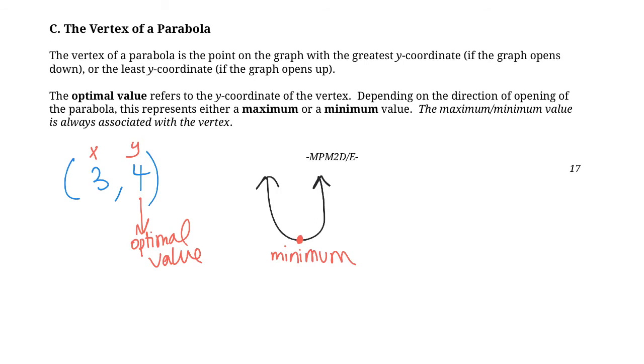If your parabola opens the opposite way, or it opens downwards, well then your vertex would be located up here at the top, and it would be your highest point on the parabola. So we can use the word maximum to describe this type of vertex. And again, maximum and minimum will only refer to the y value of your vertex.